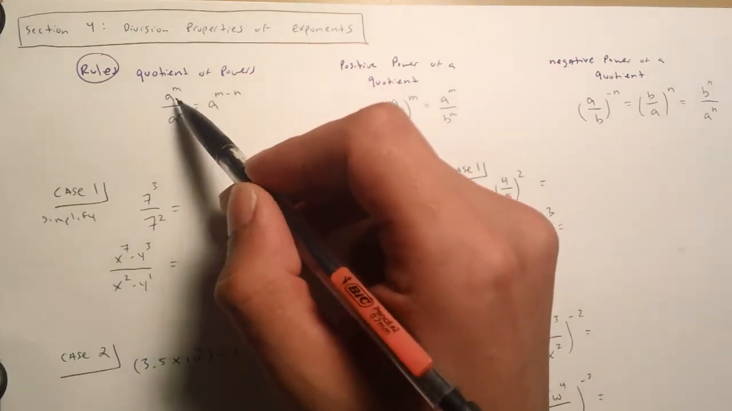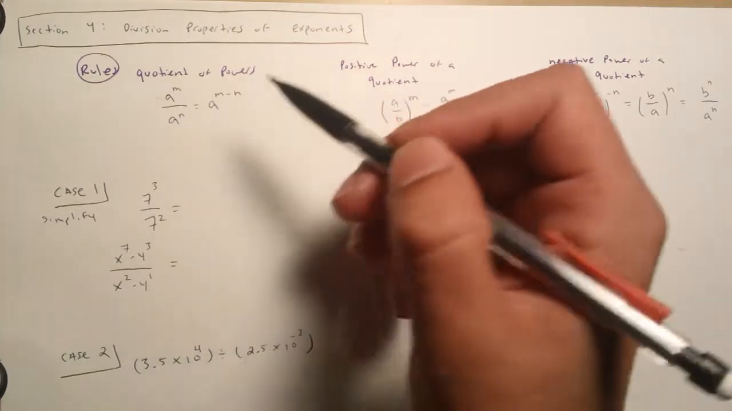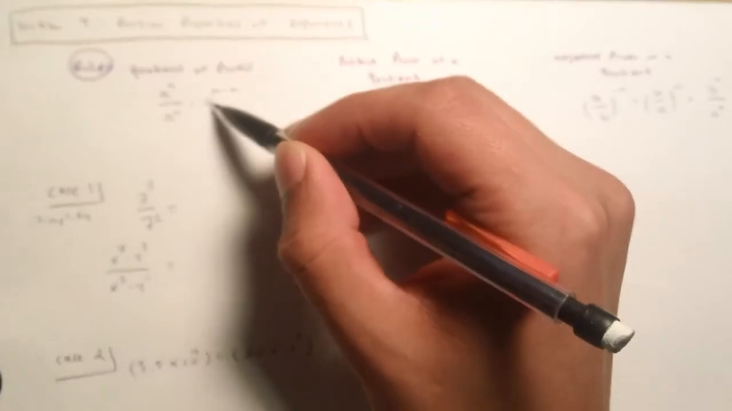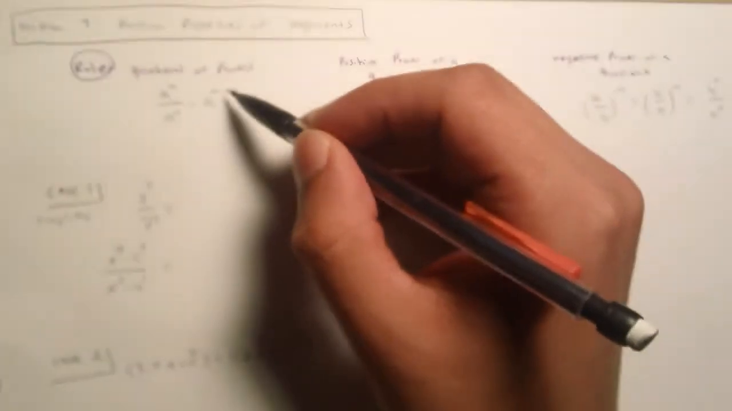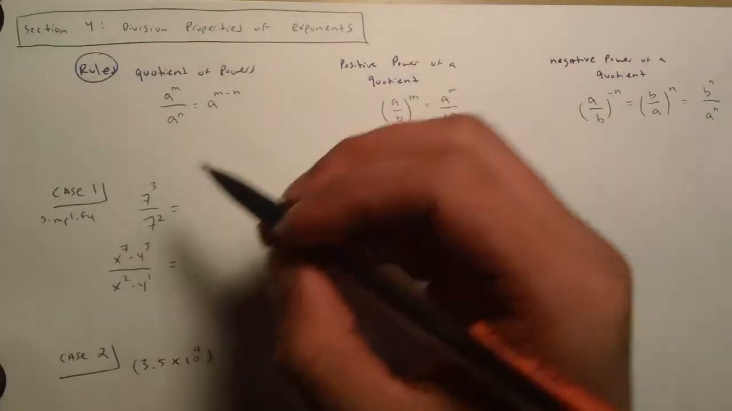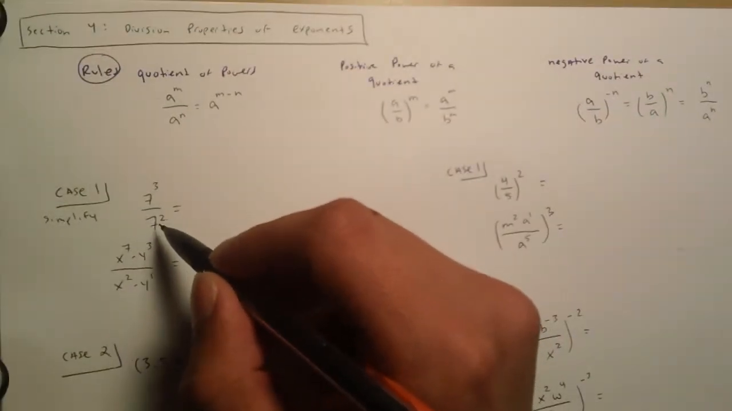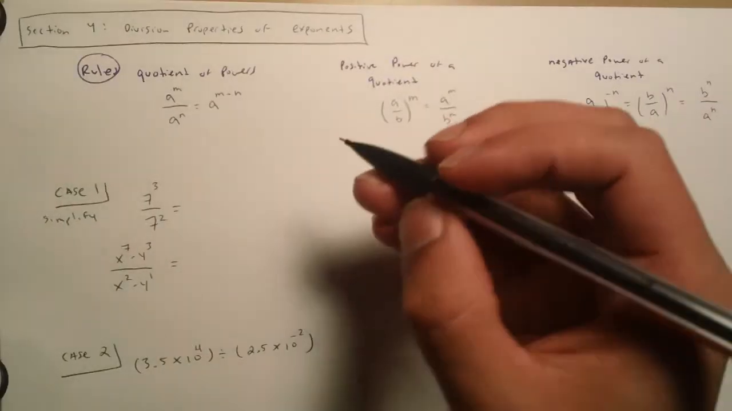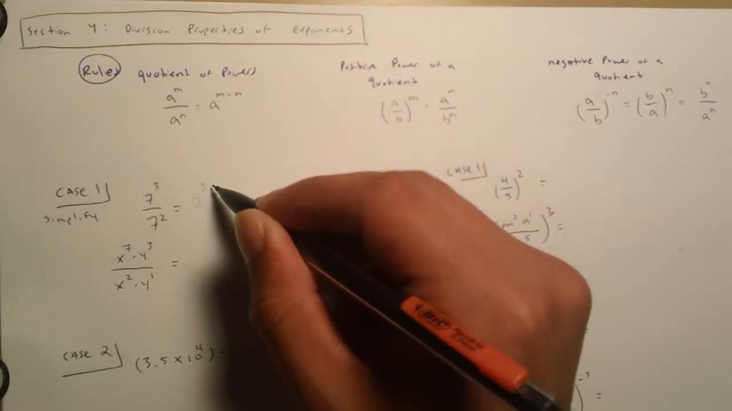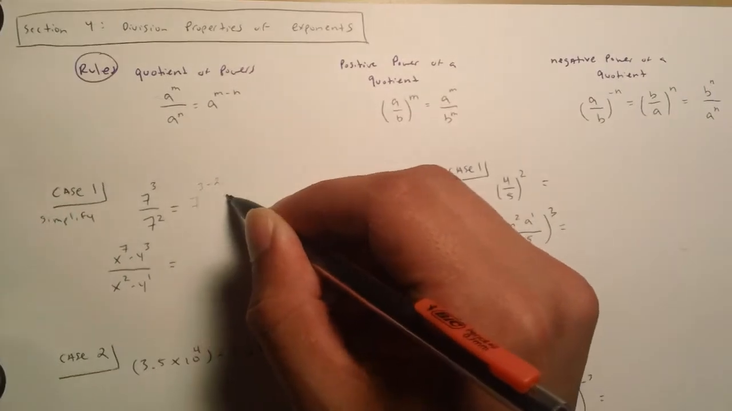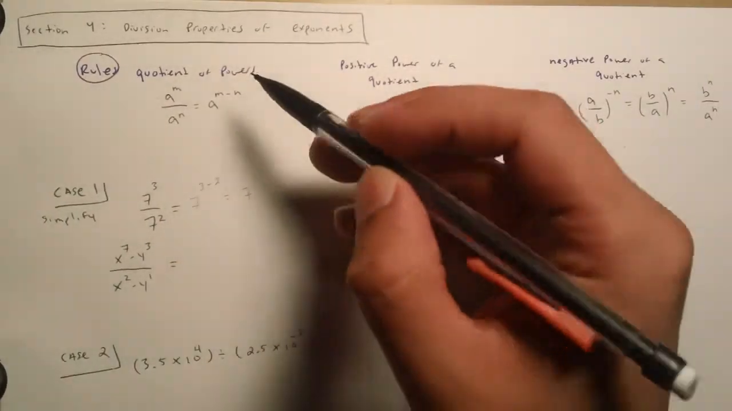Now in quotient of powers we have two different terms that share the same base but have different exponents and are divided over each other. Simply, we just need to take the same base and subtract the exponents from each other. In our first example, in case 1, we had to simplify 7 to the power of 3 over 7 to the power of 2. So we have the base 7, and the exponent is 3 minus 2, which equals 7 to the 1.